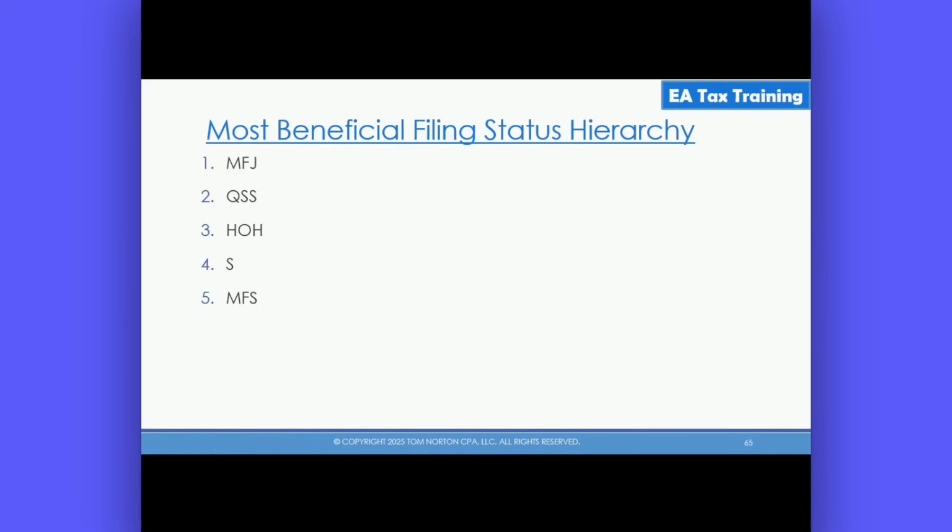So when we are looking at the various tax statuses, this is the hierarchy from most beneficial to least beneficial. So you've got 1 and 2 here are actually equal, married filing jointly and qualified surviving spouse. Next best is head of household. Next is single. And then finally, we have married filing separately is the least beneficial from a tax standpoint.